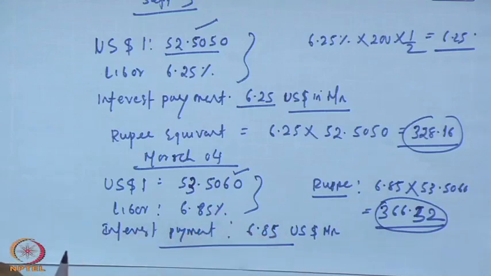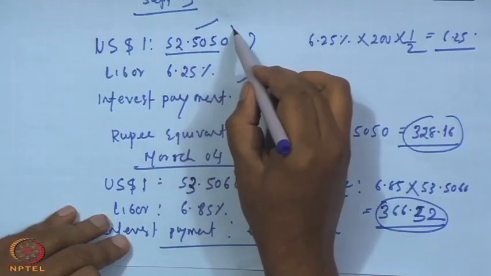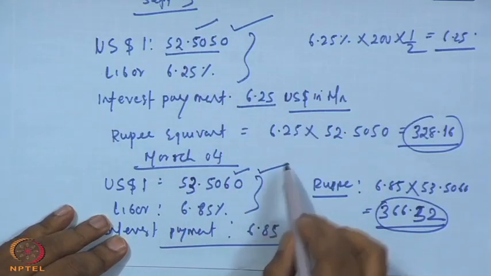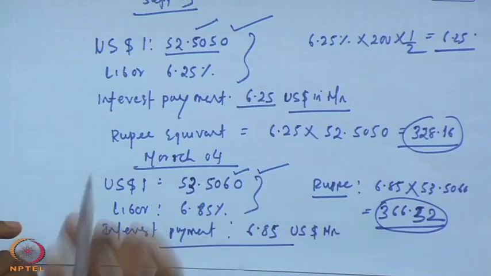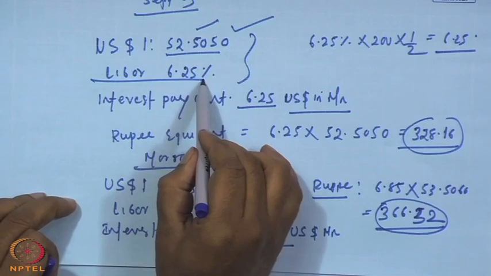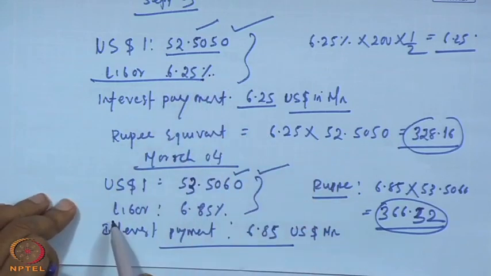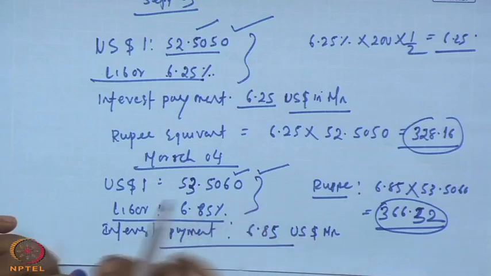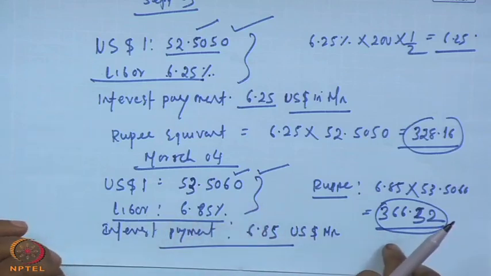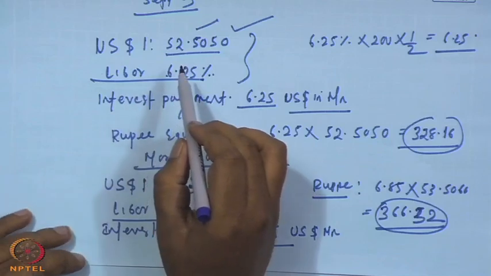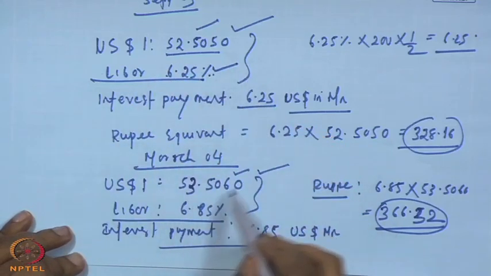Why is it paying more? The principal amount remains constant, 200 million. Here it is paying more because the rupee has depreciated from 52.5050 to 53.5060. That is one reason. The second reason is that LIBOR is fluctuating from 6.25 to 6.85. Because of these two reasons, the Indian company is paying more. And it has not purchased any kind of risk management product to make LIBOR constant or to make the rupee constant.